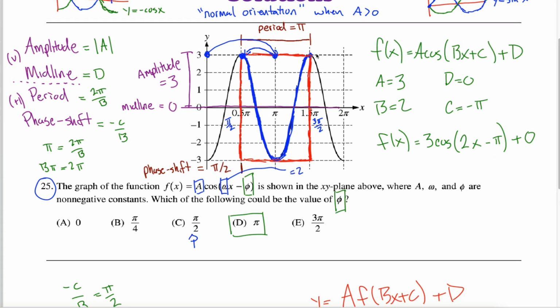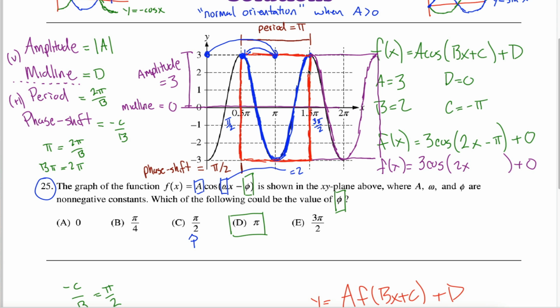As I mentioned before, there's no reason I couldn't draw my box somewhere over here to catch the entire revolution that starts at 3 pi over 2 and ends at 5 pi over 2. If I had done things this way, my amplitude's the same, I still have my normal orientation, my midline's the same, A and D are the exact same, my period's the same, therefore B is the exact same. What I'm saying is f of x would still be equal to 3 times the cosine of 2x something plus 0. What would change is that something.